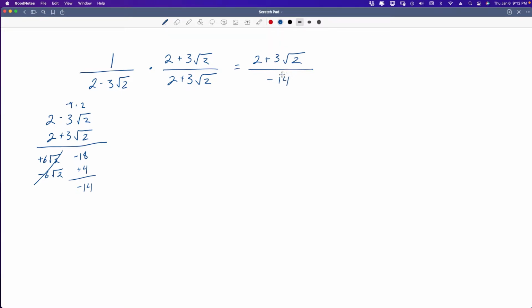We don't like to have negatives in our denominator, so we would turn that into a negative 2 minus 3 times the square root of 2 over positive 14, right? We just took the negative and multiplied. We took that factor and multiplied up here. We changed the signs. All right, that is our answer.